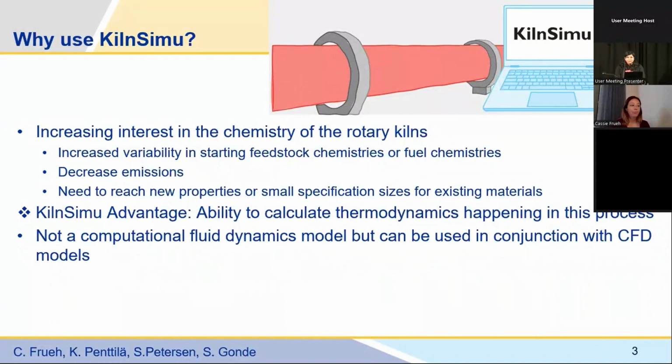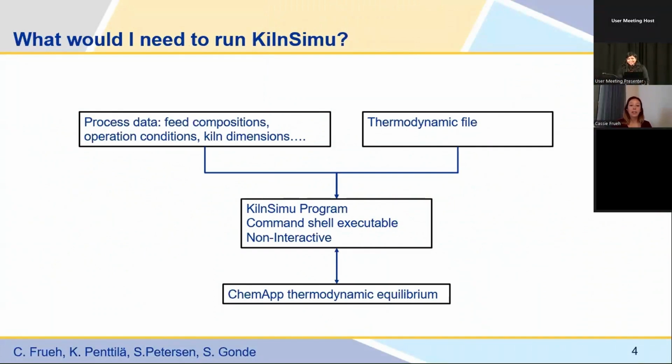All right, so now I'm convinced that I need to use KilnSimu. So what do I need in order to be able to run KilnSimu, Cassie? So the things you would need for KilnSimu are twofold. We obviously need process data. You need to have your feed compositions, your operation conditions, the information about all your process model units, whether it's your kiln dimensions, rotation speed, but you also need thermodynamics. So the thermodynamic file also comes from us.